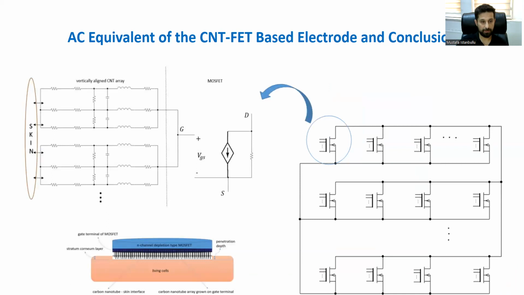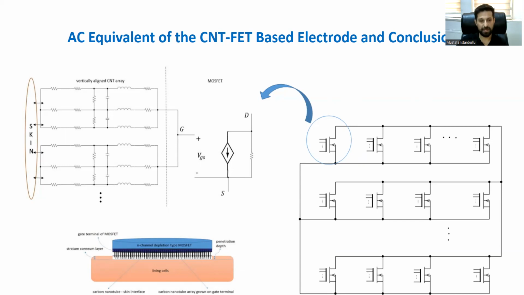As stated before, the gate terminal of the N-channel depletion type MOSFET is covered with a vertically aligned carbon nanotube array. Due to the depletion type transistor characteristics, the channel between the drain and source is conducting, and current flows even though there is no voltage at the gate terminal. When the electrode is attached to the skin surface, the carbon nanotubes at the gate terminal sense the biopotential signal, and oscillations of electrophysiological signals appear on the current flowing through the drain to source terminal.